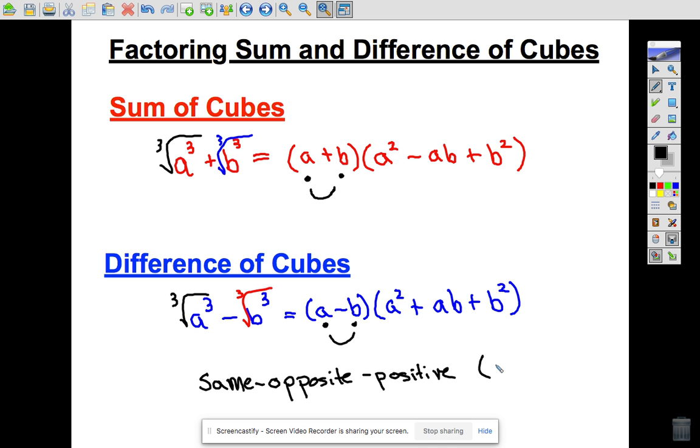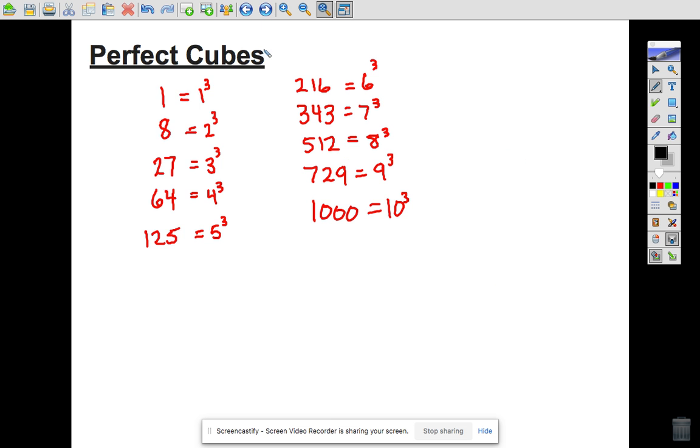Or what I like to use, SOP, S-O-P. It's from another math teacher here. So same, opposite, positive, SOP. So let's look at this in action, the smiley face. Oh, helps to know your perfect cubes. If we don't know them, we can always use our calculator. So there's your perfect cubes for you.